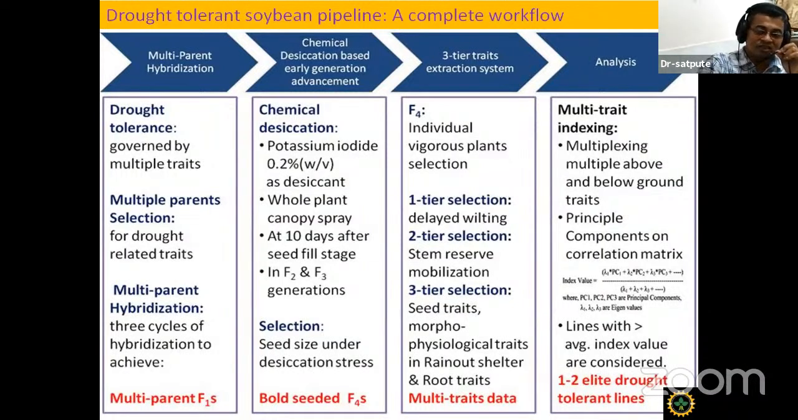So the selection intensity all through the practice here is 10%. When we start off with, say, a large number like 1,000 plants, we keep on reducing that number, and finally end up with some 5-6 genotypes which really respond to the drought stress.